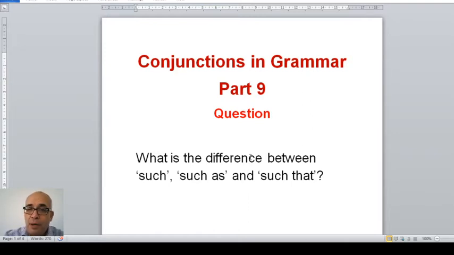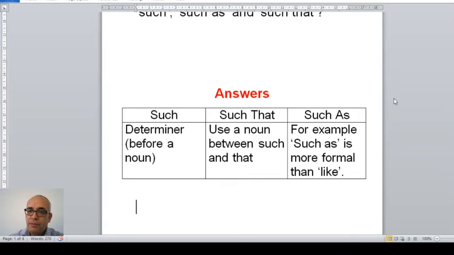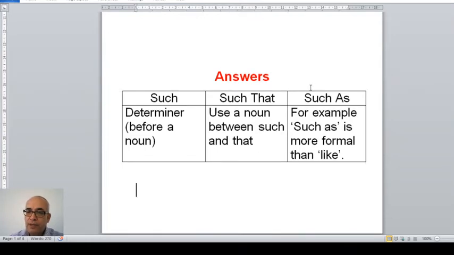Hello everyone. Our lesson today is on conjunctions in grammar, and this is part 9. The question is, what is the difference between such, such as, and such that? This is the table, and it explains the differences.